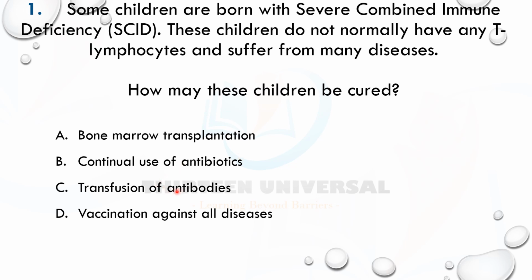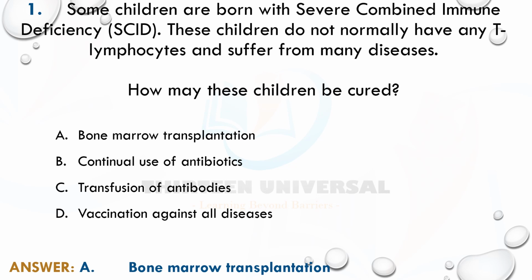Transfusion of antibodies, that's not the best either. Vaccination against all diseases? Some of them mutate. When they mutate and change the antigen, this may not work. Transfusion of antibodies may not work because some of them can trigger immune responses. So bone marrow transplantation is the best way. Bone marrow contains stem cells for blood cells, so they will differentiate and produce T lymphocytes. So the answer is A.